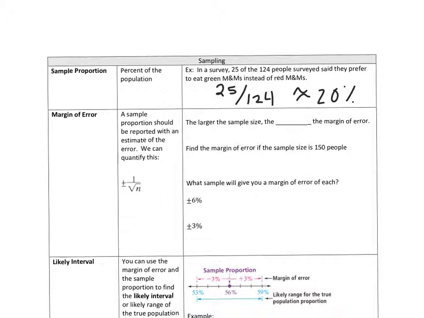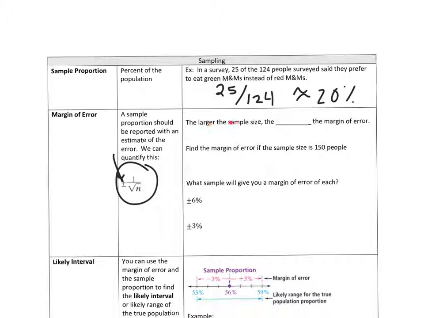A sample proportion should be reported with an estimate of error. So margin of error means, okay, we surveyed 124 people, but we don't know how everybody's opinion is about green M&Ms versus red M&Ms. So we're just going to sample a part of the population. In this case, the margin of error can actually be quantified. We can put a number to the margin of error. So it's a margin, which means that it can be positive or negative, plus or minus off the percent. So I'll do an example to illustrate that.